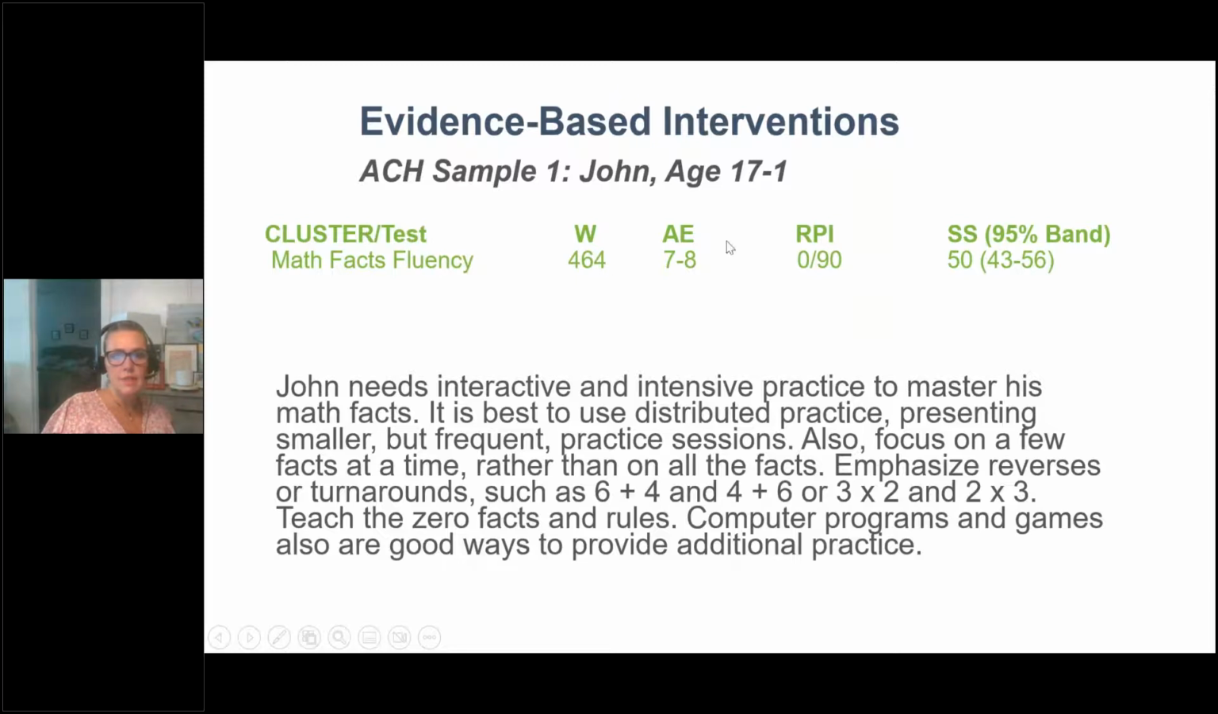You see they give you the RPI, and the student's very low with regards to proficiency. A 0 over 90 is really the lowest that you can get, with a standard score of 50. Based off of that student's performance, the system will generate recommendations of interventions that you as the evaluator can pick and choose to include in the report.